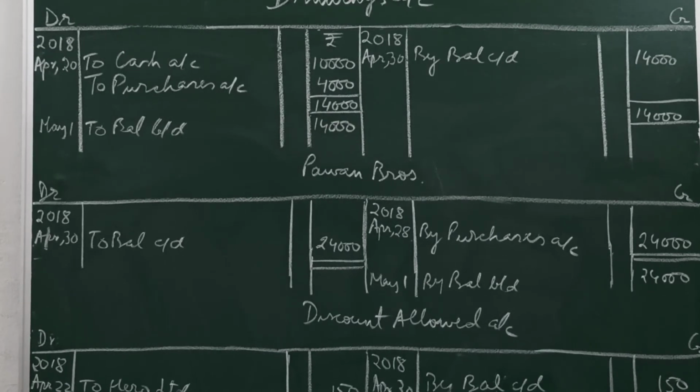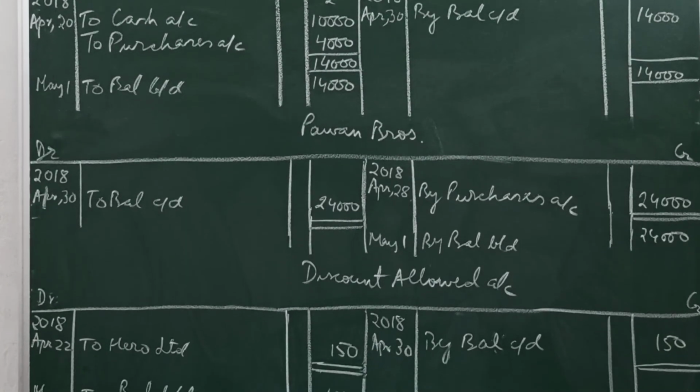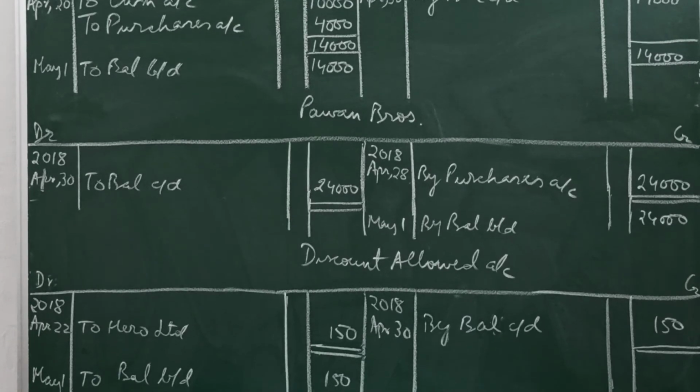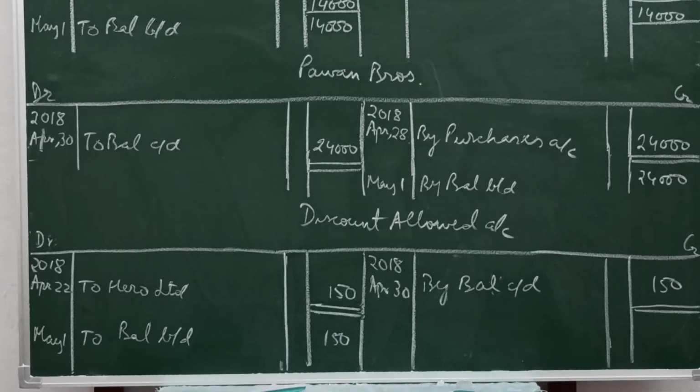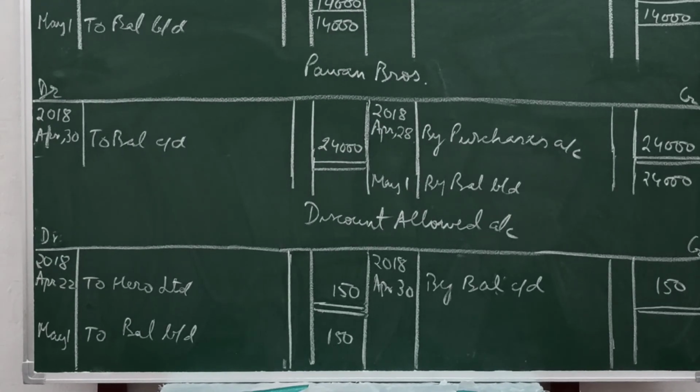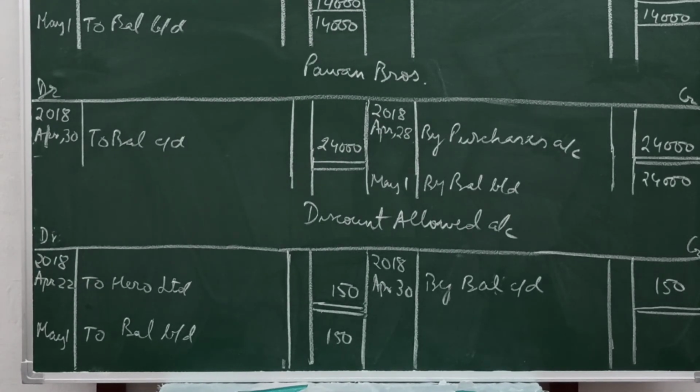If you don't have any place to make a further account, you can prepare it on the next page by writing discount allowed account, date, particulars, general folio, amount again. But if you have sufficient space, you can use the same page and prepare the discount allowed account. Discount allowed is a nominal account, debit all expenses and losses, so it will be posted on the debit side.